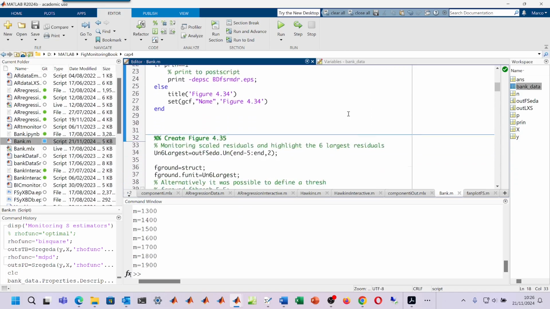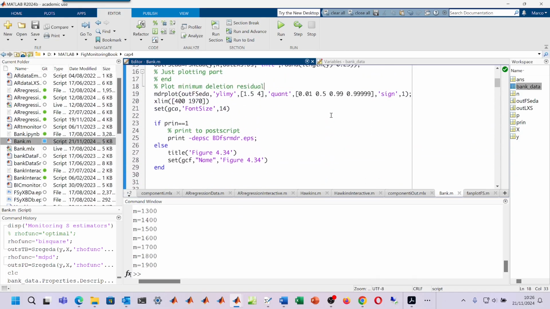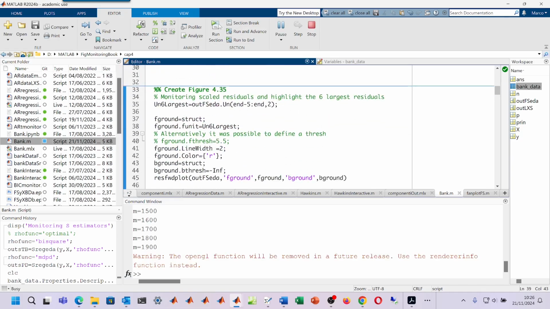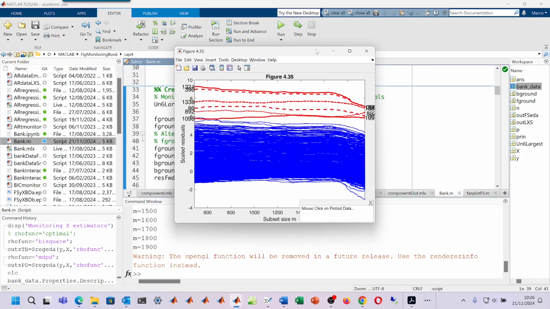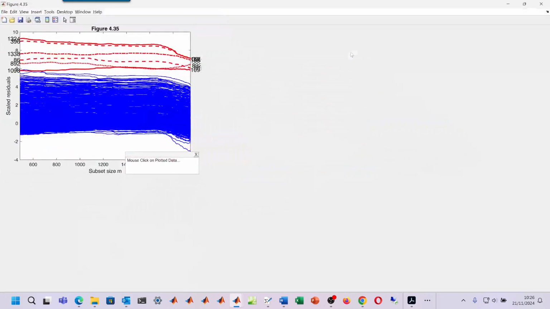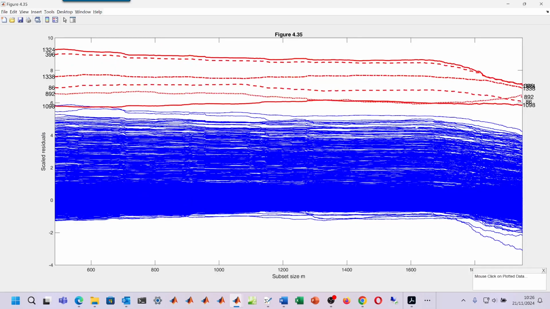Now we move on, and we analyze the monitoring residual plot. In this monitoring residual plot, you can see that the trajectories of the residuals seem to be quite stable. Then there are some large outliers. And then from a particular point here there seems to be a change in the residual.